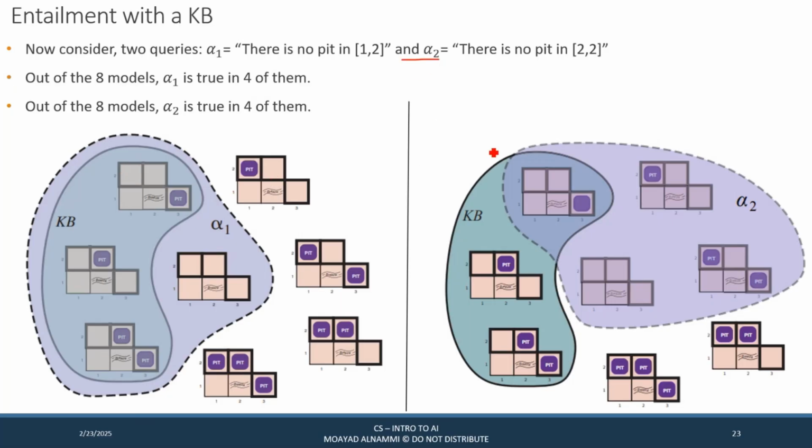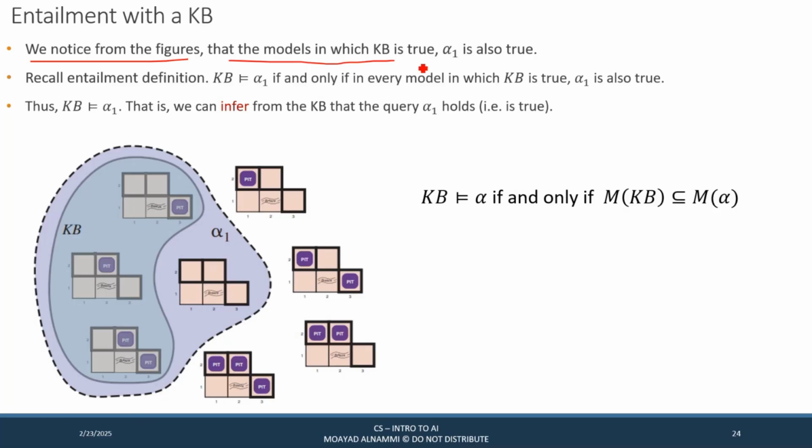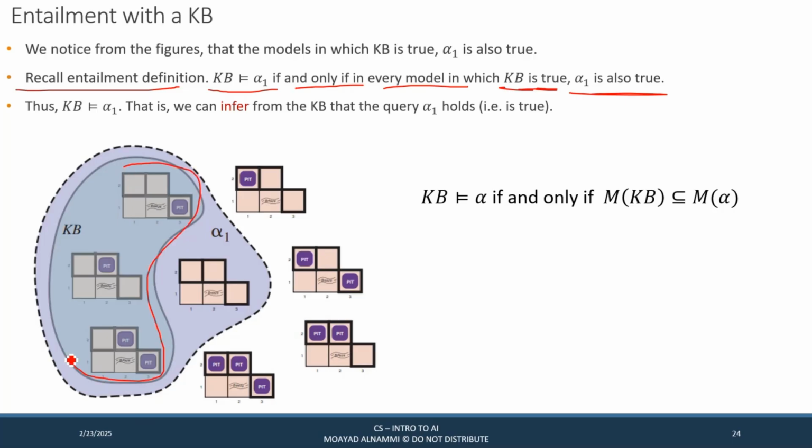The other query is alpha 2. Alpha 2 says there is no pit in 2,2. This corresponds to these set of 4 models. We notice from the figures that in the models in which KB is true, alpha 1 is also true. These set of 3 models in which the KB is true are also part of the set of models in which alpha 1 is true. Recall the entailment definition: KB entails alpha if and only if in every model in which the KB is true, alpha is also true. These 3 models in which the KB is true are also true in alpha 1.